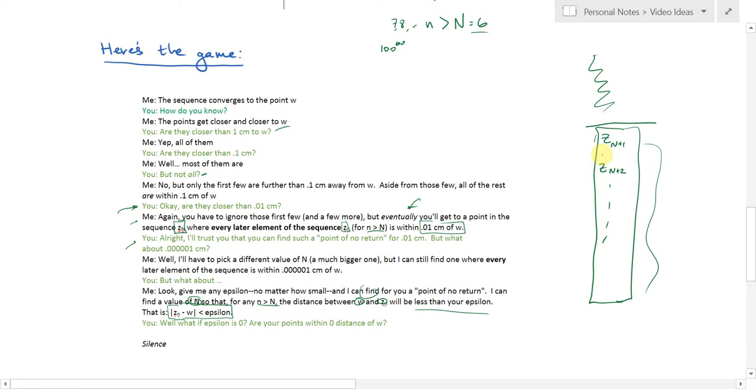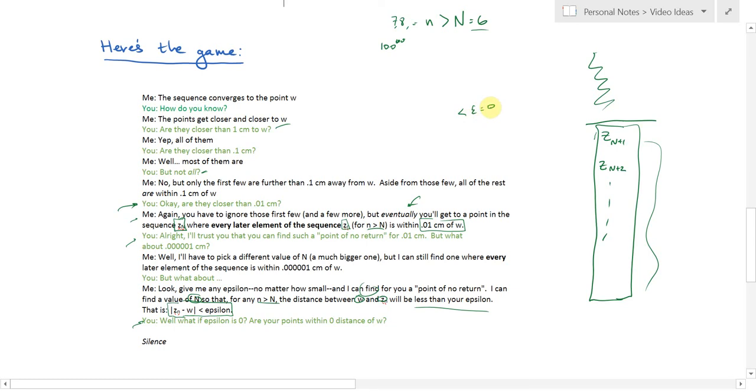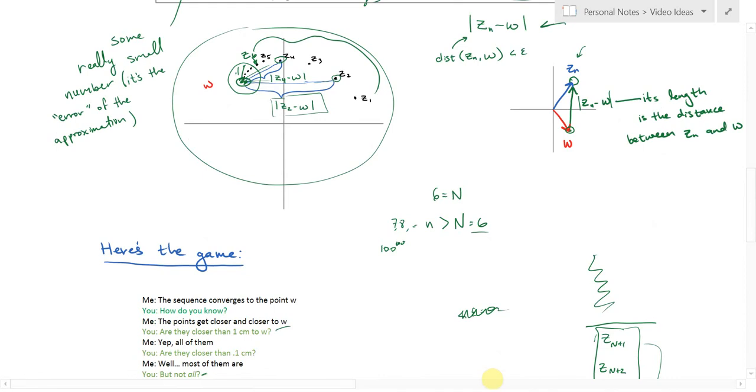And you might be a smartass, and you might say, well, what if epsilon is zero? Are your points within zero distance of W? And I can't reply to that. That's silence. So the problem, of course, is that to be less than epsilon when epsilon is zero would mean that you're a negative number. You can't have negative distance. Or even if you ask me to have zero distance, well, even as I've drawn it originally with this black set of points, they're allowed to equal.